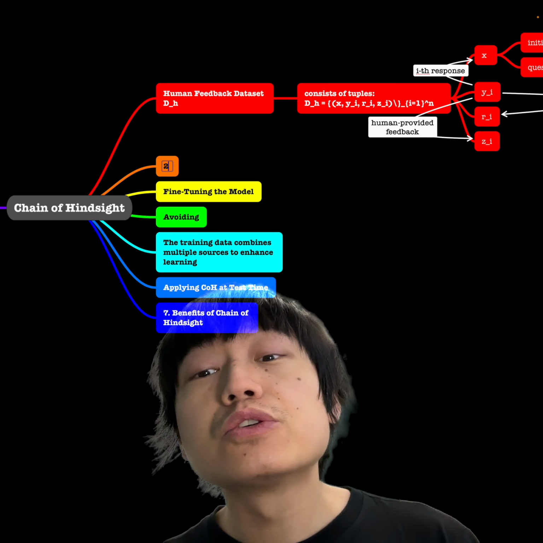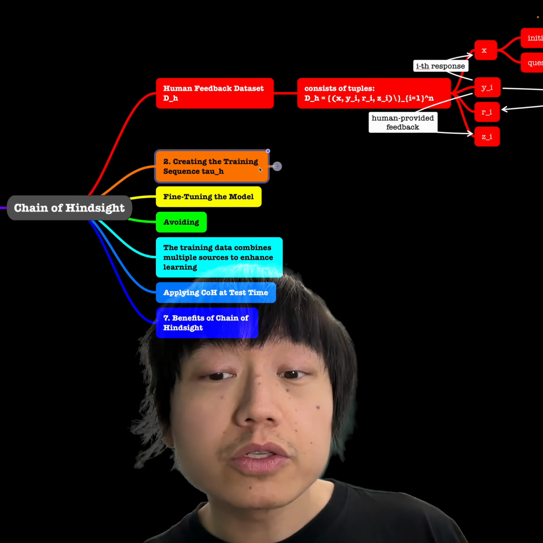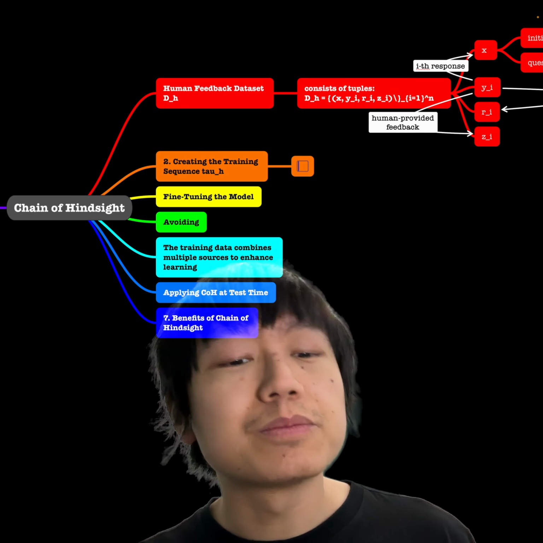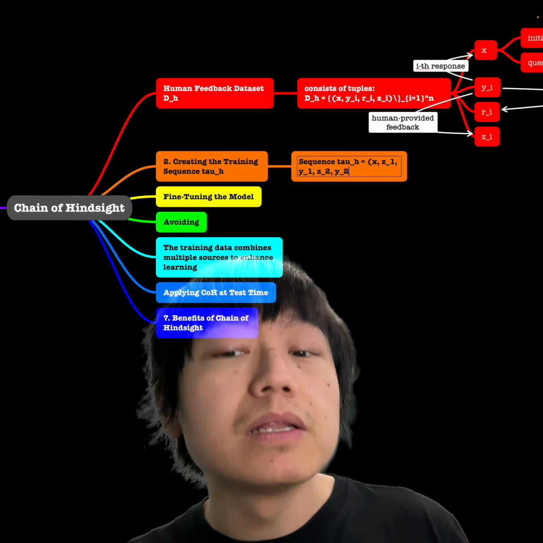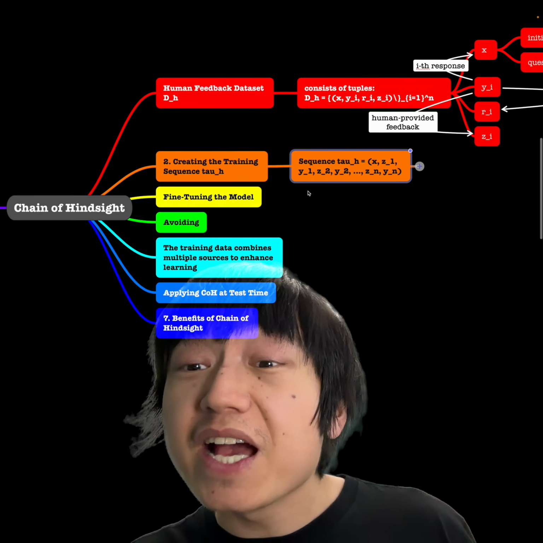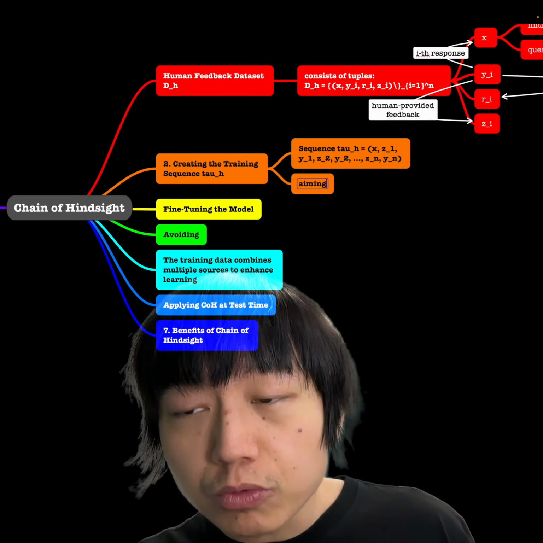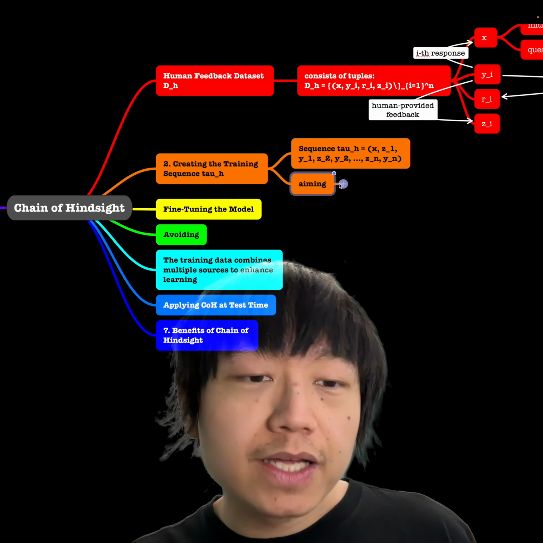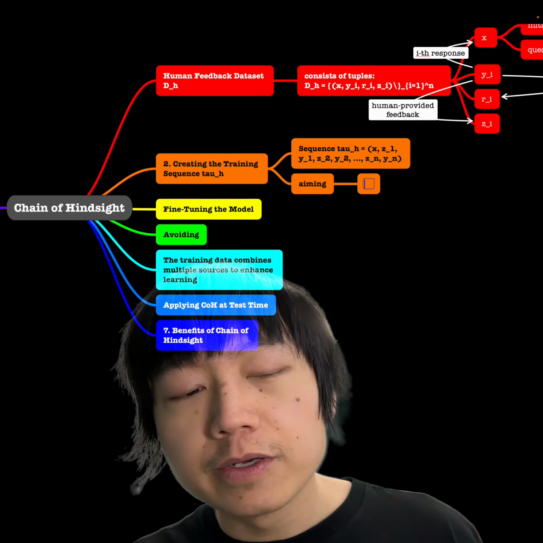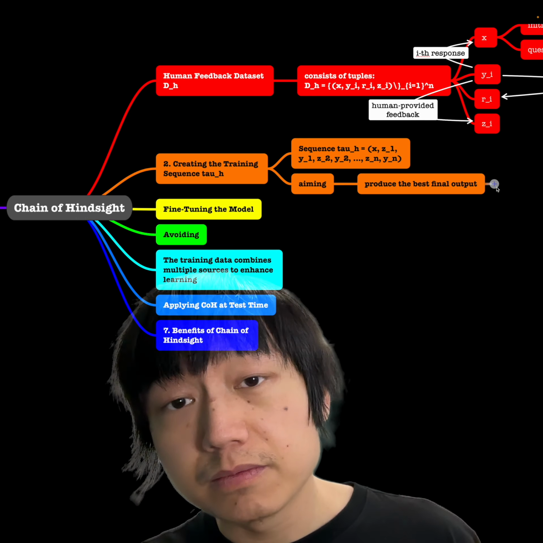And then it creates the training sequence tau subscript h. This model is trained on sequences that include the prompt, the feedback, and previous responses, aiming to produce the best final result, right? And the tau sub h is equal to x and z sub 1, y sub 1, z sub 2, y sub 2, and so on, up to z sub n and y sub n.